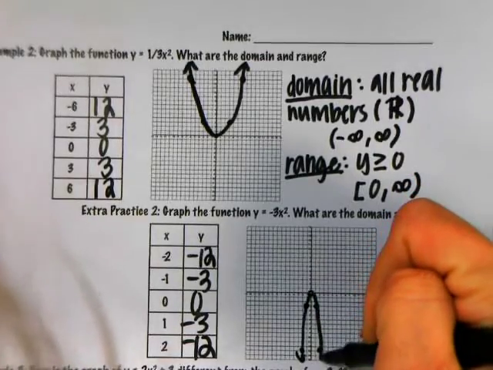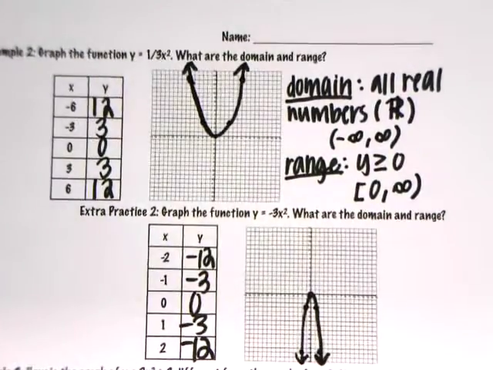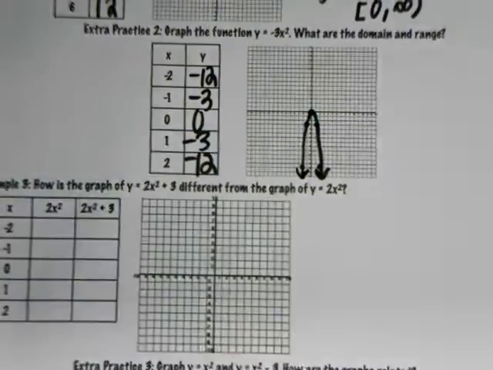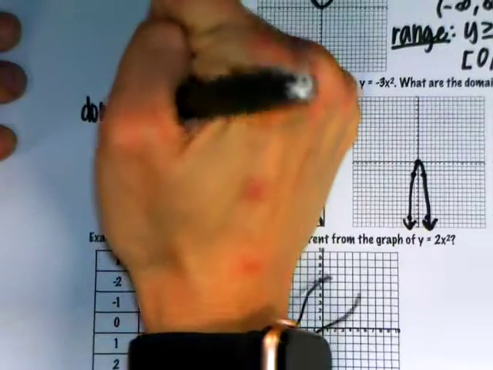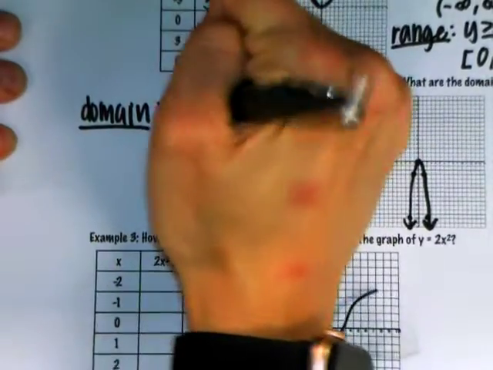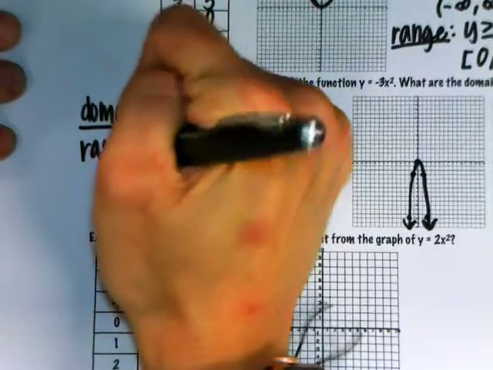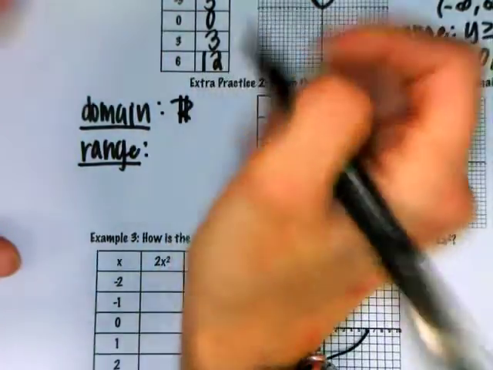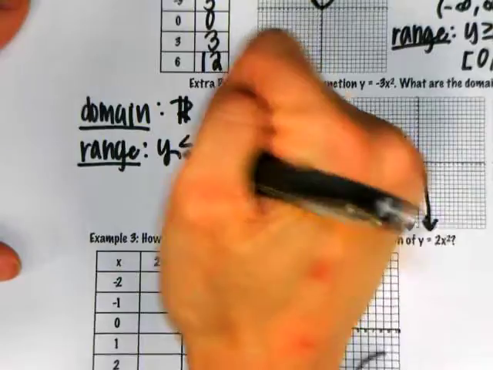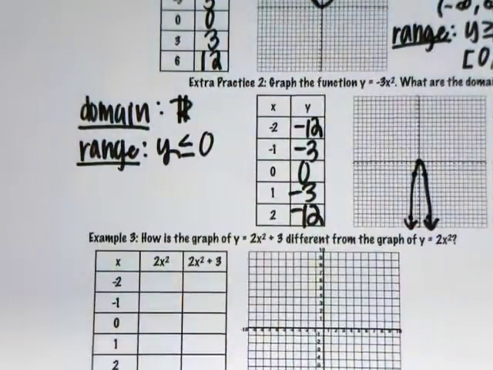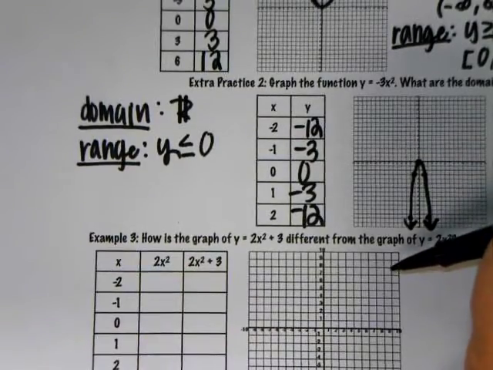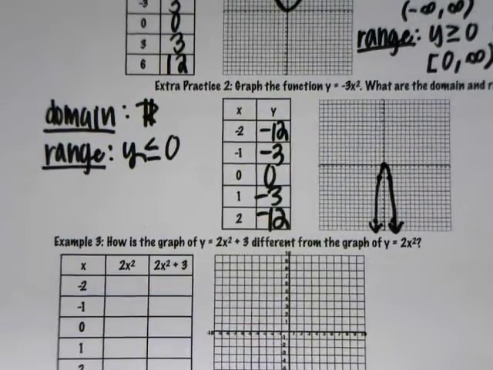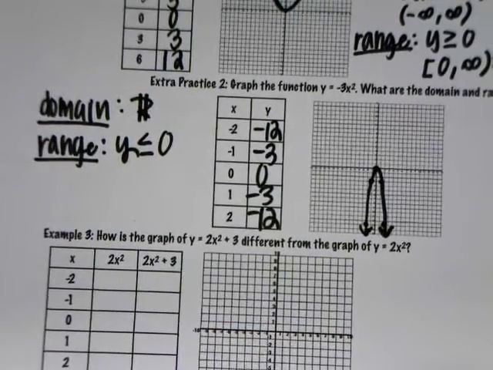Okay, so you should get this graph. Domain is all real numbers. And range is y should be less than or equal to 0, because your highest point is 0 and then it goes below that. Do you have to write minimum? No, not unless it asks for it. If it's the minimum, it's going this way, and if it's the maximum, it's going this way.